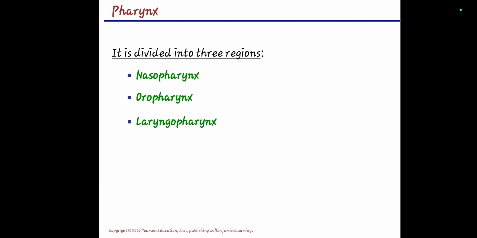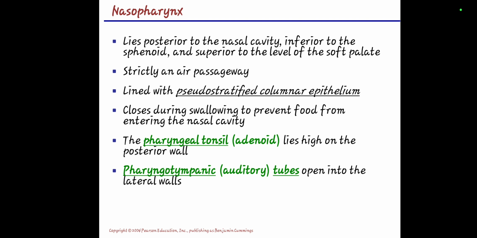Next, the pharynx is divided into 3 regions. We have the nasopharynx, oropharynx, and laryngopharynx. So let's discuss it one by one. The nasopharynx lies posterior to the nasal cavity, inferior to the sphenoid, and superior to the level of the soft palate. It is strictly an air passageway. That's why it's called nasopharynx. It is basically located in your nasal cavity.